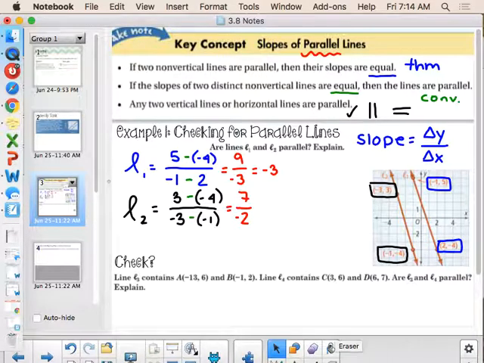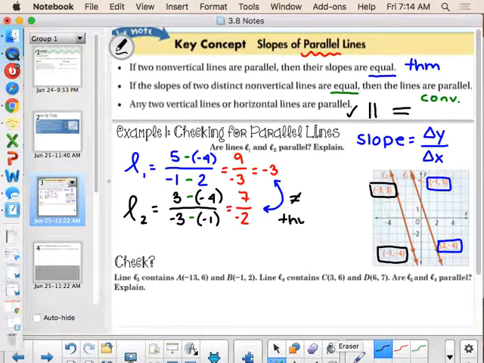And now I'm going to compare these two slopes. How does -3 compare to -7/2? Are they equivalent? Well, -3 and -7/2 are not equivalent, therefore the lines are not parallel. So this is what I'm going to write: not equal. Thus, line 1, I'm going to write the parallel symbol and put a cross through it. Therefore, it's not parallel to line 2. This is my little shorthand.